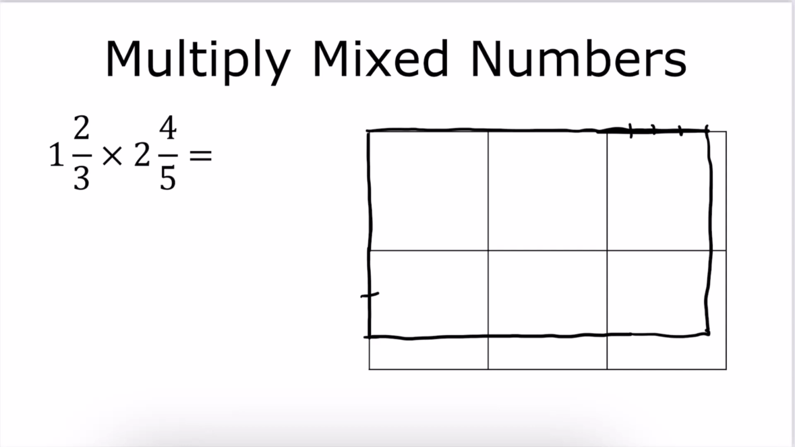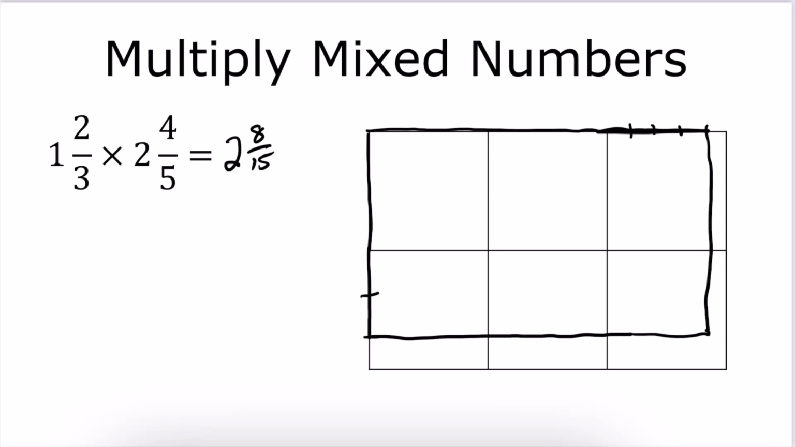Now, one of the misconceptions that students will sometimes have when they multiply mixed numbers is they'll just multiply the whole numbers together and multiply the fractions together. So they'll say something like 1 2/3 times 2 4/5 equals 2 8/15, which is not the correct answer, but we'll look at why that's true.